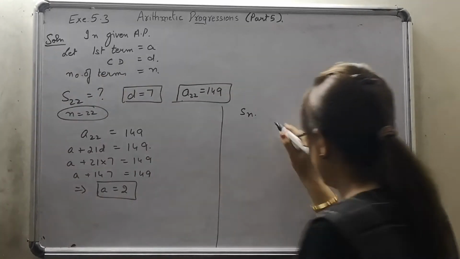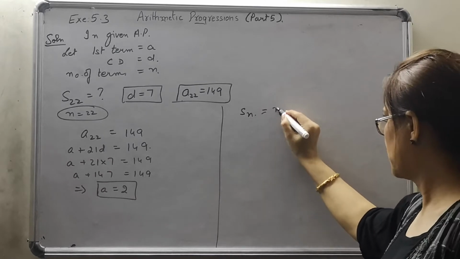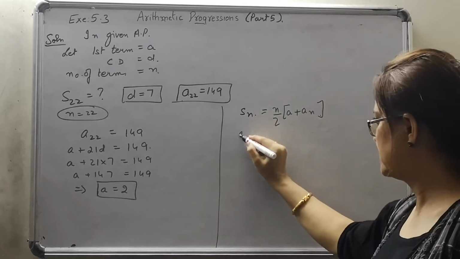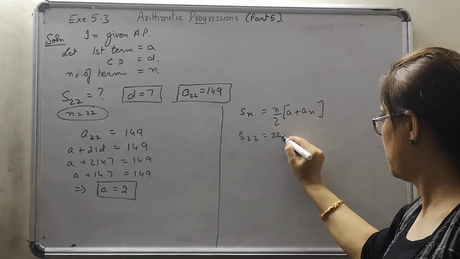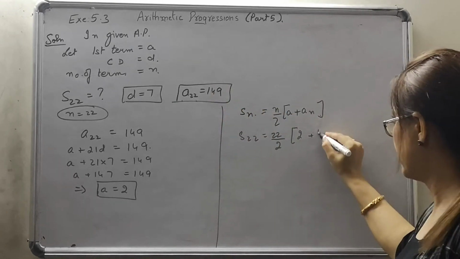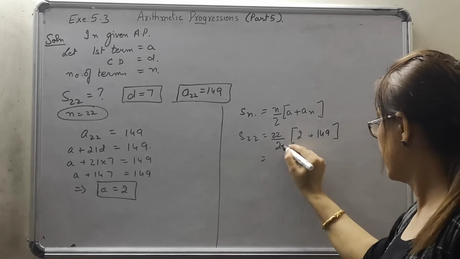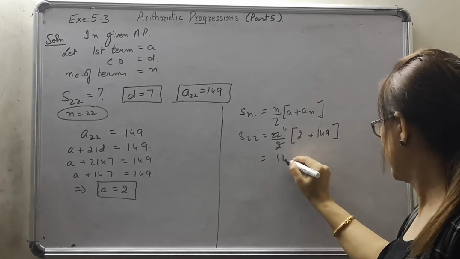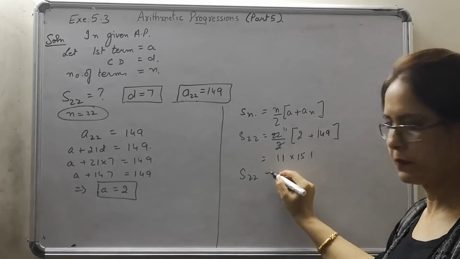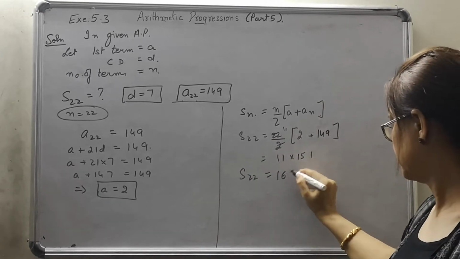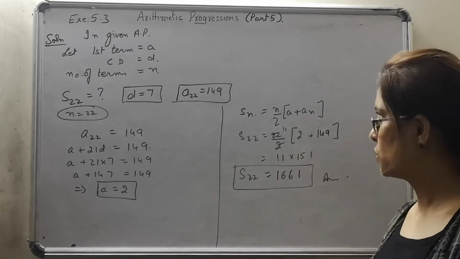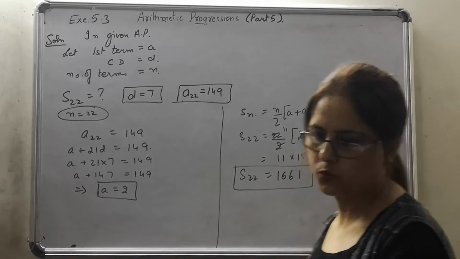Now I can apply the formula. Sn is equal to n upon 2 into (a plus an). So S22 is equal to 22 upon 2 into (a plus an), a is 2 and an is 149. 2 11s, so this is 11 into 151. So S22 turns out to be 1661. This was what we were supposed to answer, and here it is. So go through it properly and then we move to the next one.